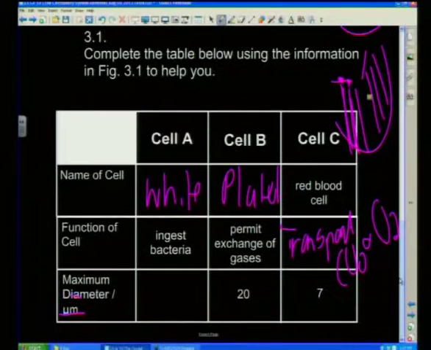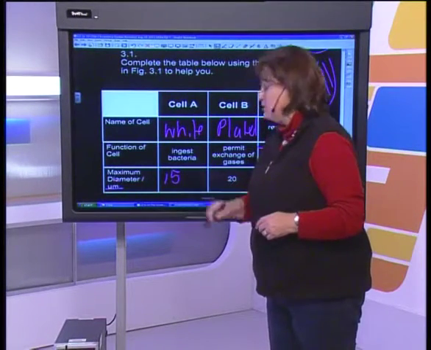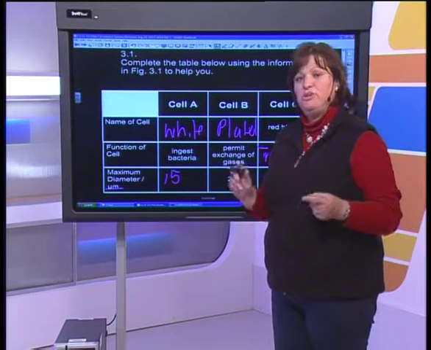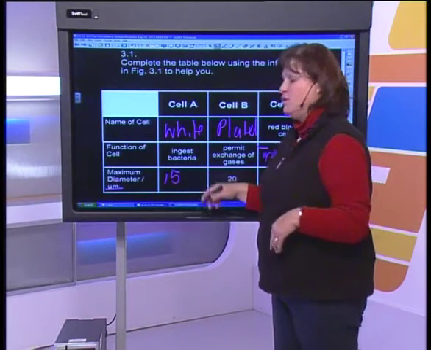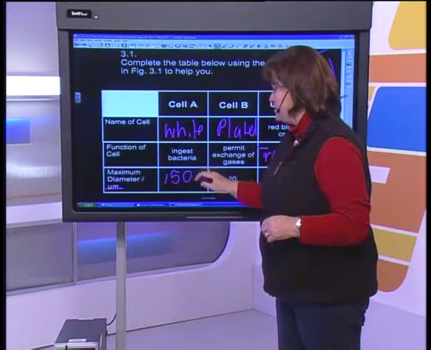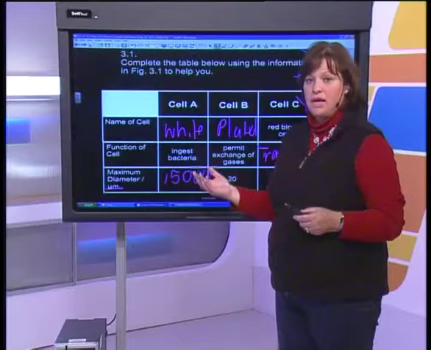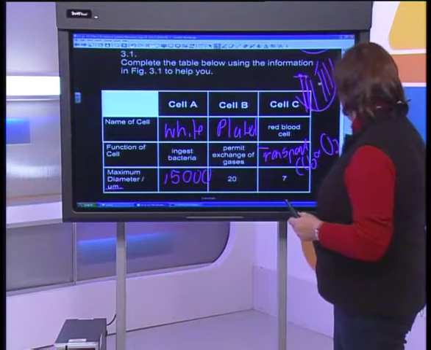What do we do? Let's say, for example, it was 15 millimeters. How do we convert to microns? We times by 1,000. So there we're going to get the maximum diameter in microns.